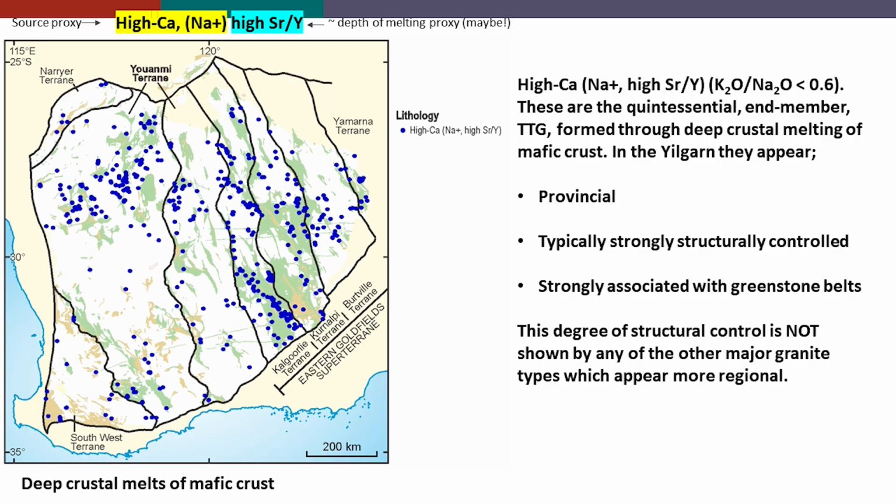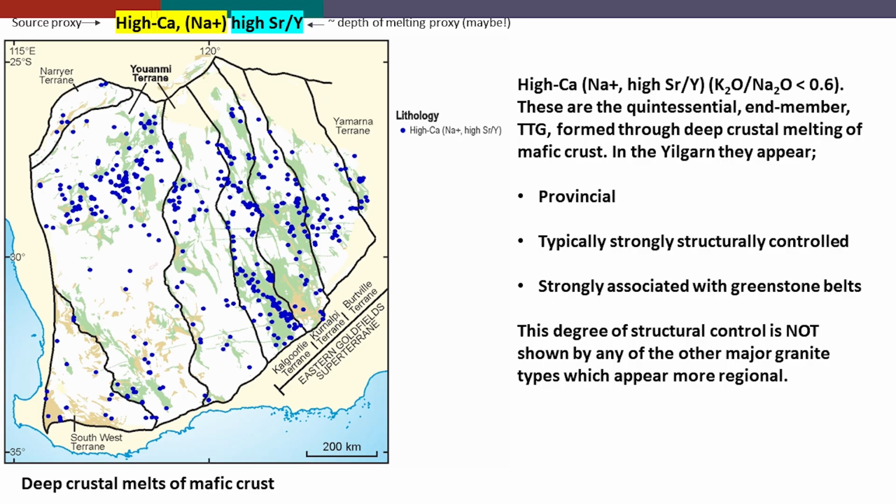They come along shear zones that represent the boundaries between greenstones, or they come along structures within greenstones, and they're more structurally controlled than any other major set of granites that we see. So here we're seeing these granites are also TTGs, but they're coming from slightly dirty compositions or slightly higher up in the crust. We don't see the same structural control. We look at low strontium yttrium granites, so these are granites that are coming from mid-crustal to upper crustal sources. We don't see the same structural control.